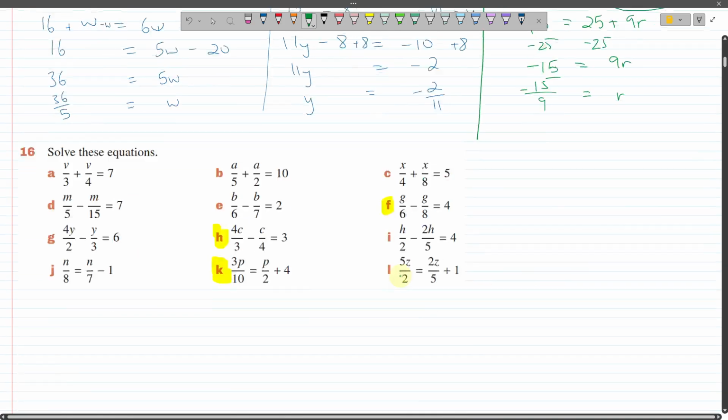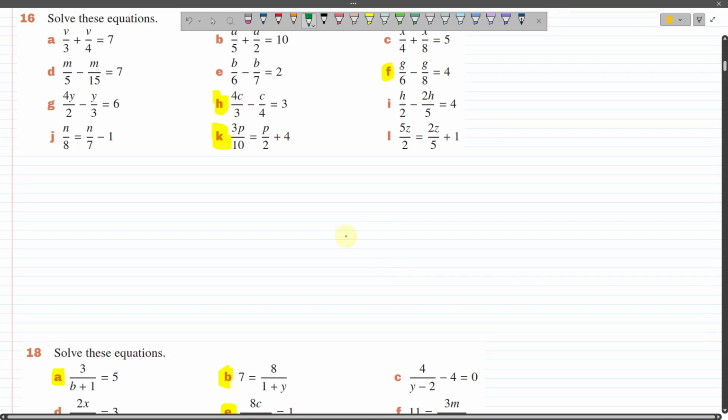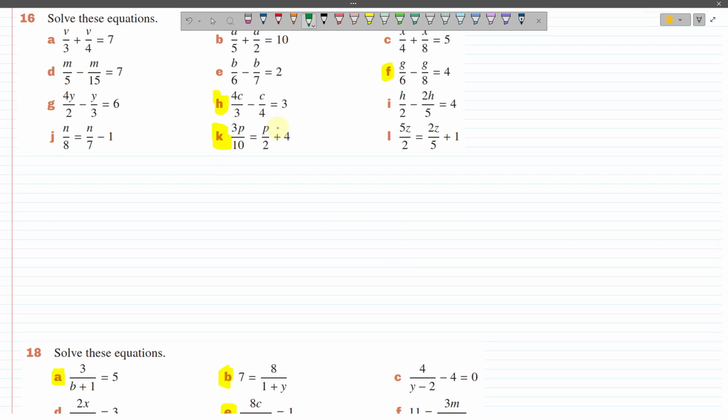Moving on, solve these equations. Okay, so I'm going to do H first, then I'll do K, then I'll do F. I chose these on purpose. I know this wasn't actually asked in an initial request, but this is actually fairly important. So we see fractions. 4c over 3 minus c over 4 equals 3. Okay, you see fractions, you have to multiply every term on both sides by the lowest common denominator.